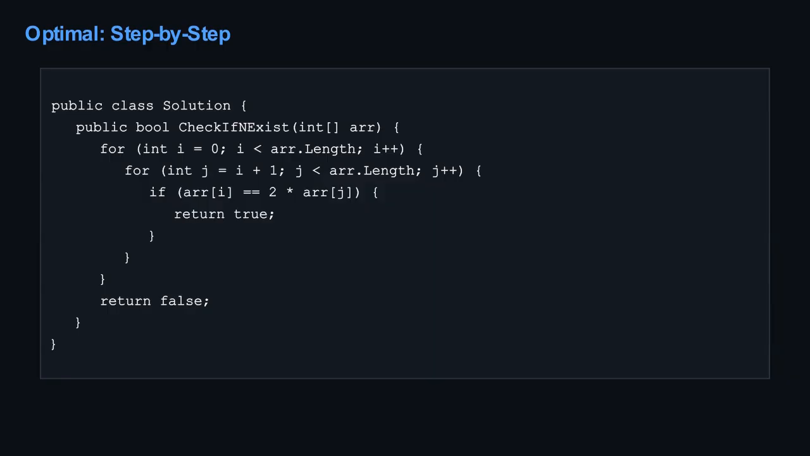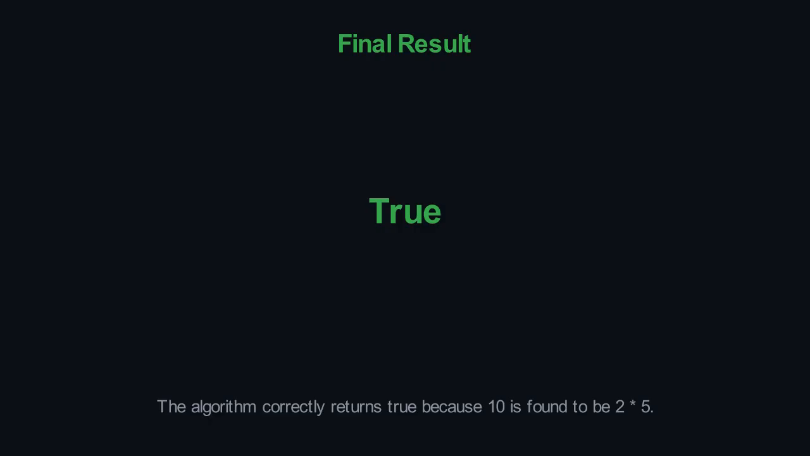Now 5. Is 5 halved, which is 2.5, in the map? No. Is 5 times 2, which is 10, in the map? Yes, 10 is in our map. We've found our pair, 10 is double 5. We immediately return true. For the input 10, 2, 5, 3, the algorithm correctly returns true. This is because the number 10 exists in the array, and its half, 5, also exists, satisfying the problem's condition.